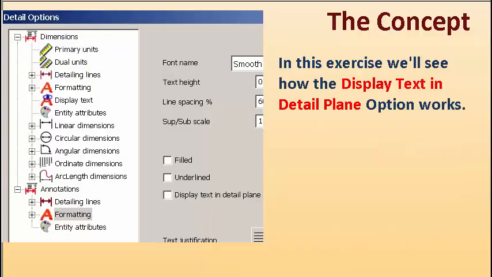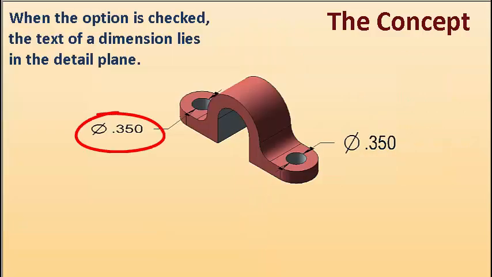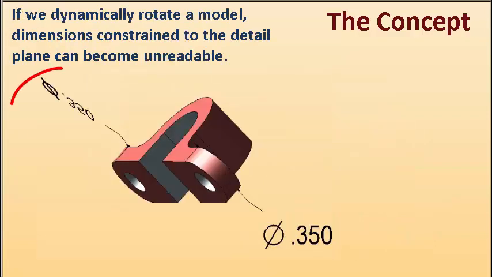In this exercise, we'll see how the display text in detail plane option works. There are separate options in formatting for dimensions and annotations. We'll work with the dimensions formatting. When the option is checked, the text of a dimension lies in the detail plane. And when the check is removed, the text of the dimension lies in the plane of the screen.